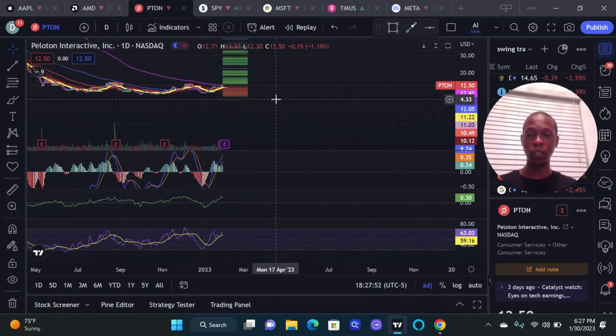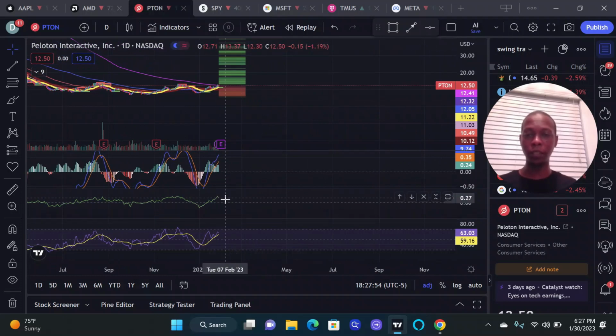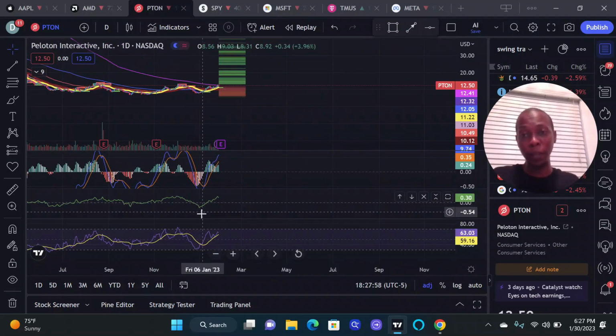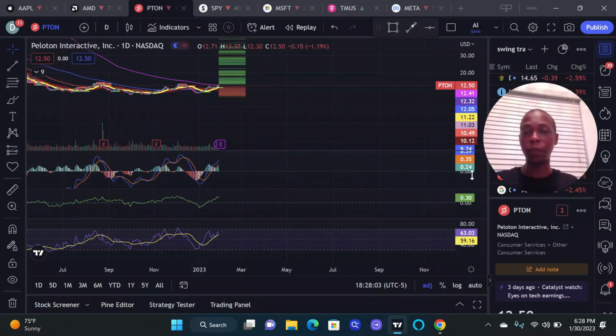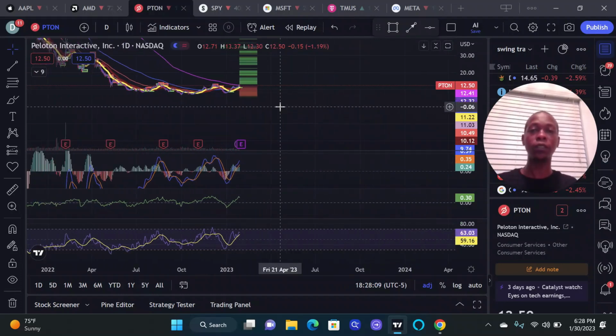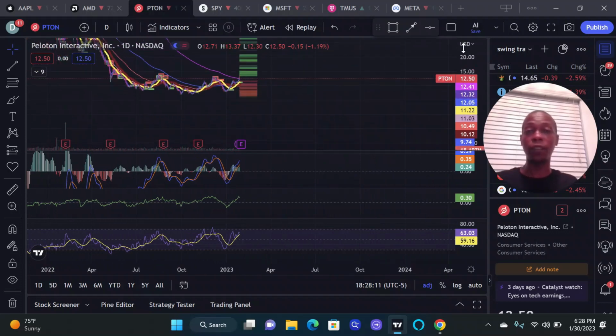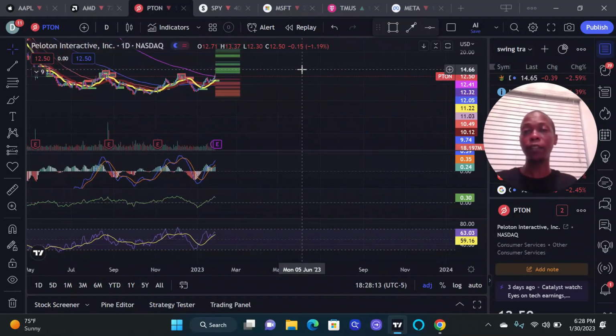Now, what is concerning me is my CMF, my cash money flow. It says people are pouring in the money, but it is starting to dip back some. The MACD is pointing up, but this RSI is starting to show overbought. So I'm thinking, again, it's coming down because ain't nobody buying no bicycles.